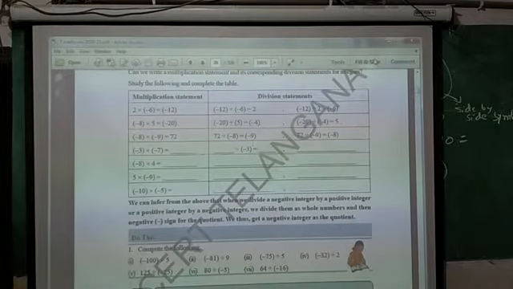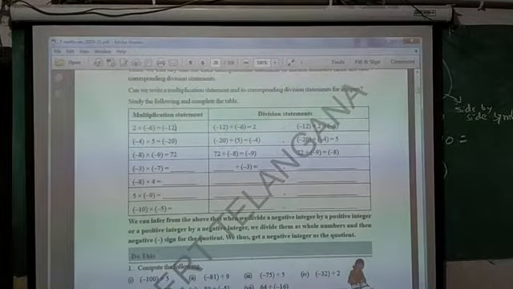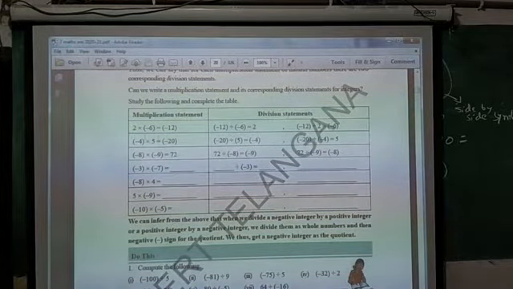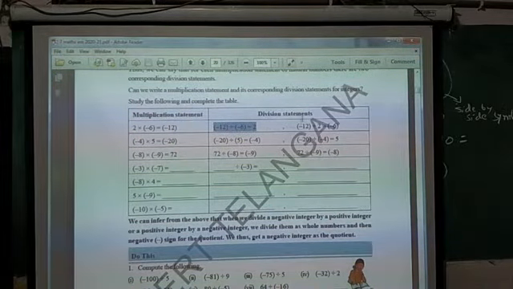I have explained to you about multiplication in mathematics. From the multiplications, we are converting into division statements. You can see here, division statements. We are converting multiplication as division statements. See, 2 into minus 6 will be minus 12. This one I have converted as minus 12 divided by minus 6 is equal to 2. Minus 12 divided by 2 is equal to minus 6.